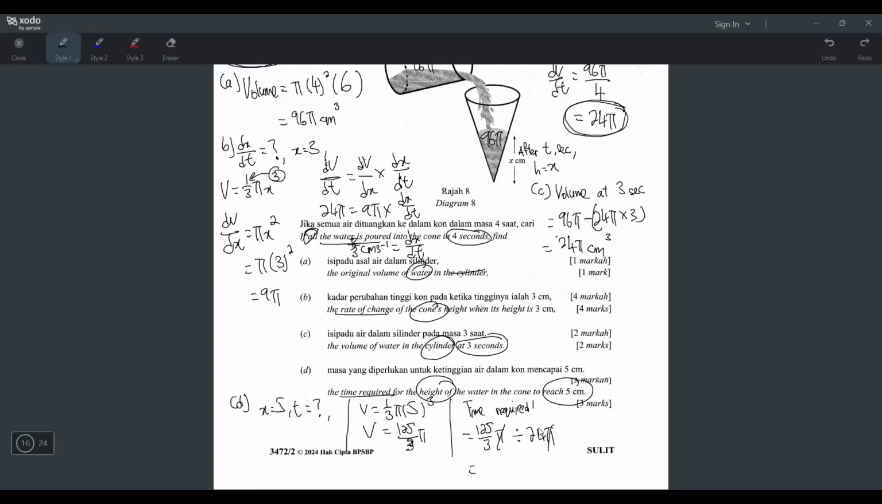Okay, my calculator gives me 1.736. It gives a lot of decimal places. So you write 4 significant figures. So 1.736. And this one, the unit is second. It means 1.736 seconds. Then the volume will reach this 125 over 3 pi. Okay. So this is the method. That's all. That's the answer.